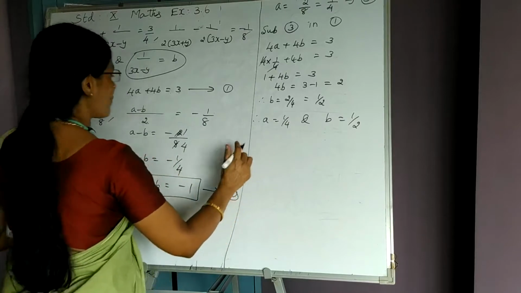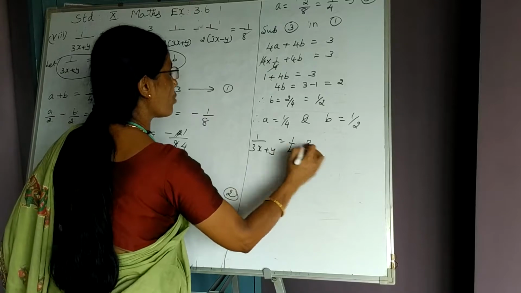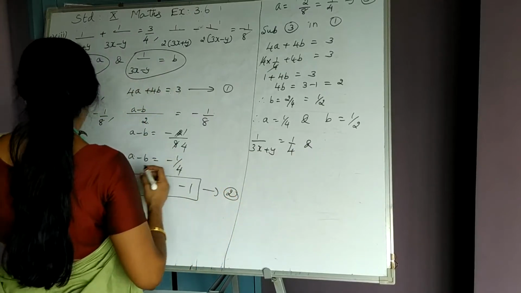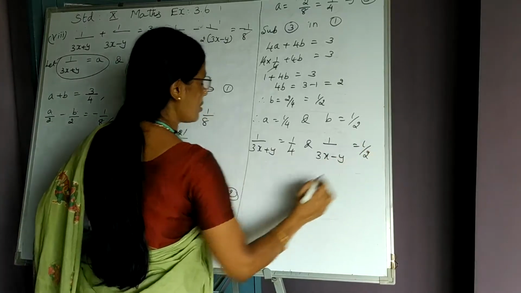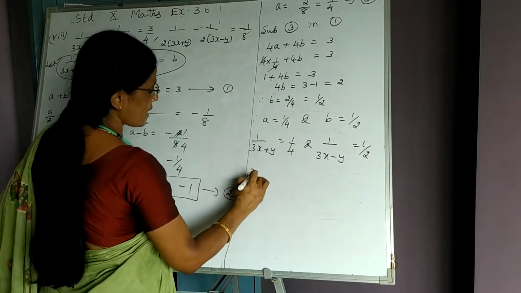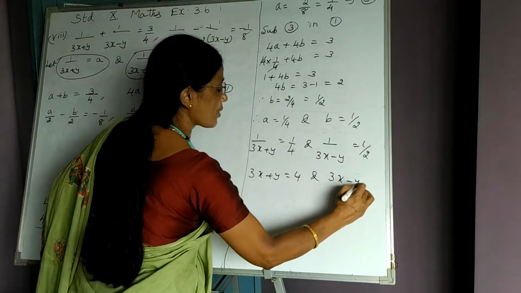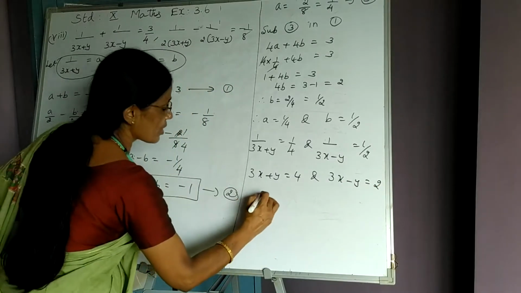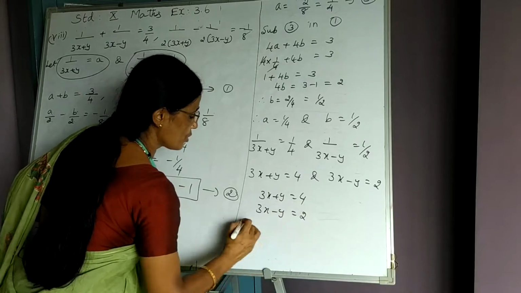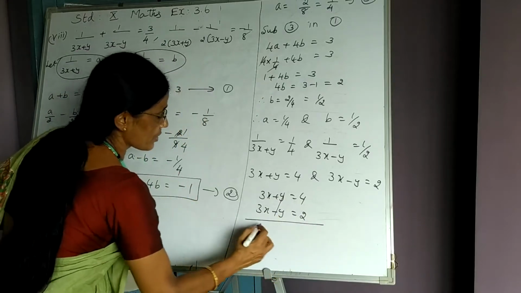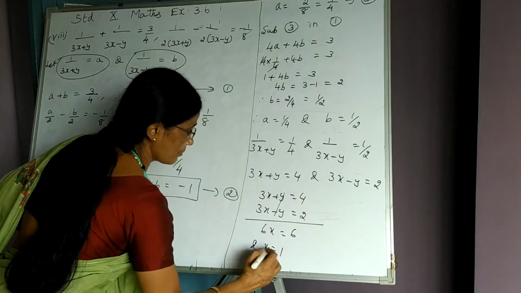What is the value of a? We have taken 1 upon 3x plus y is equal to 1 upon 4 and b is 1 upon 3x minus y is equal to 1 upon 2. Taking reciprocals on both sides, 3x plus y equal to 4 and 3x minus y is equal to 2. So, we got the equation 3x plus y equal to 4, 3x minus y is equal to 2. Adding the equations, y term gets cancelled, 6x equal to 6, therefore, x is equal to 1.